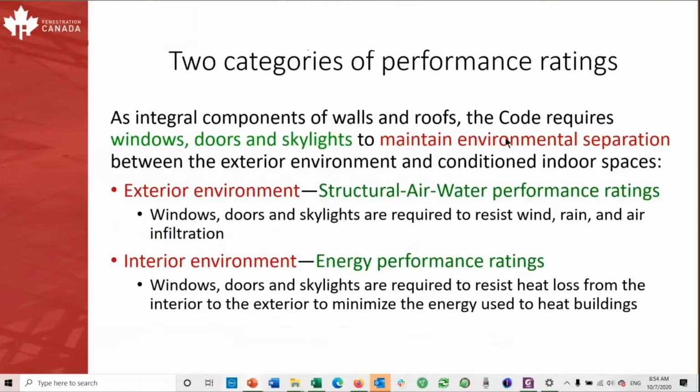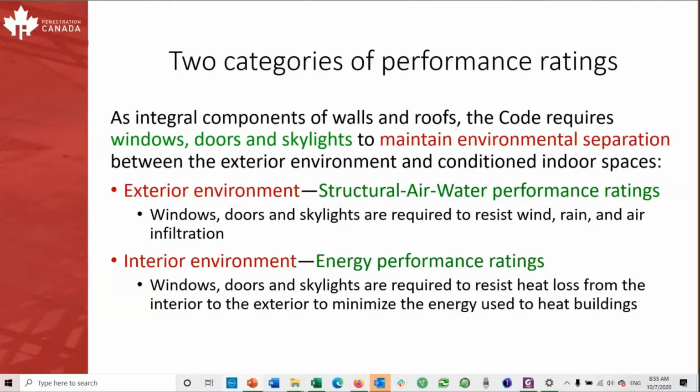So there are two categories of performance ratings that we're going to talk about. Windows, doors, and skylights are integral components of the building enclosure of walls and roofs. And the code requires windows, doors, and skylights to maintain environmental separation between the exterior environment and conditioned indoor spaces. With respect to the exterior environment, the job of the building enclosure, which includes windows, doors, and skylights, is to resist wind, rain, and air infiltration. And we talk about these as structural air-water performance ratings.